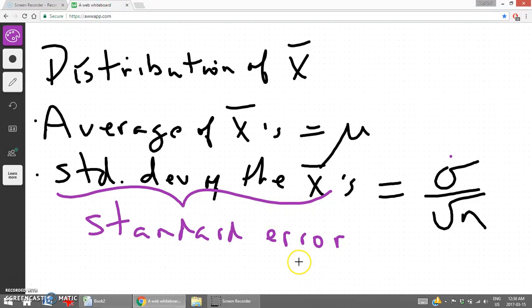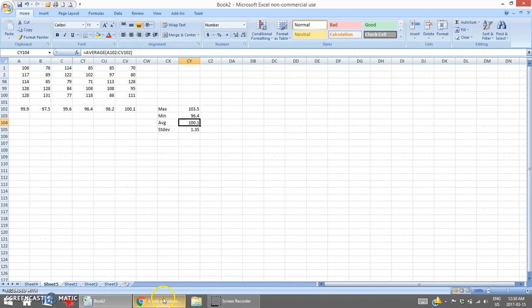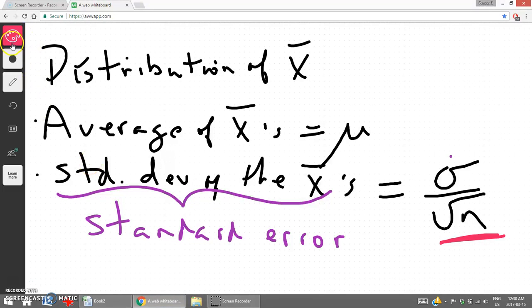So now that we know the relationship between the standard deviation of the population and the standard error of the sample means is based on sample size, we can look at calculating the probability of certain events occurring based on the sample size. Let's take a look at an example question here.